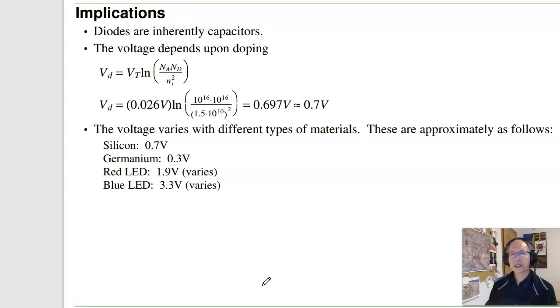Second implication is the voltage depends upon the doping. If I don't have any doping, I have two pieces of silicon, there's going to be no voltage drop across them. If there is doping, I have a p-n junction, and there's a little bit of voltage to turn it on. Again, kind of like what we did before with the potential energy barrier. There's about 0.7 volts to turn on a silicon diode. If the doping is 10 to the 16th, and the intrinsic carrier concentration is 1.5 times 10 to the 10th, you get about 0.7 volts across it. And the voltage depends upon the type of diode. Silicon diodes are about 0.7, germanium diodes about 0.3, red LED is about 1.9, blue LED is about 3.3. Pretty much you need a little bit of voltage to turn on a diode. Once it turns on, the voltage is almost constant.